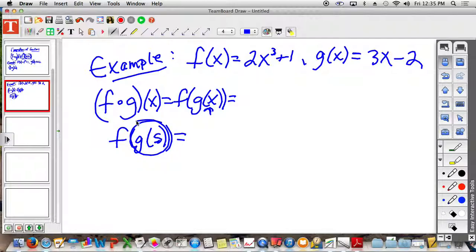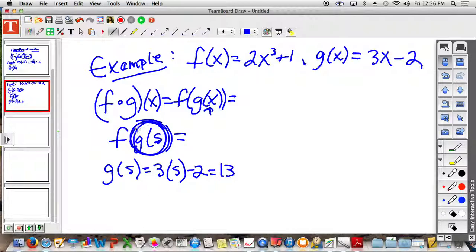Now we work from the right to the left. So what is g of 5? It's 3 times 5 minus 2. Oh, that's a minus. That's right, it should be 13. So now you know that g of 5 is 13.